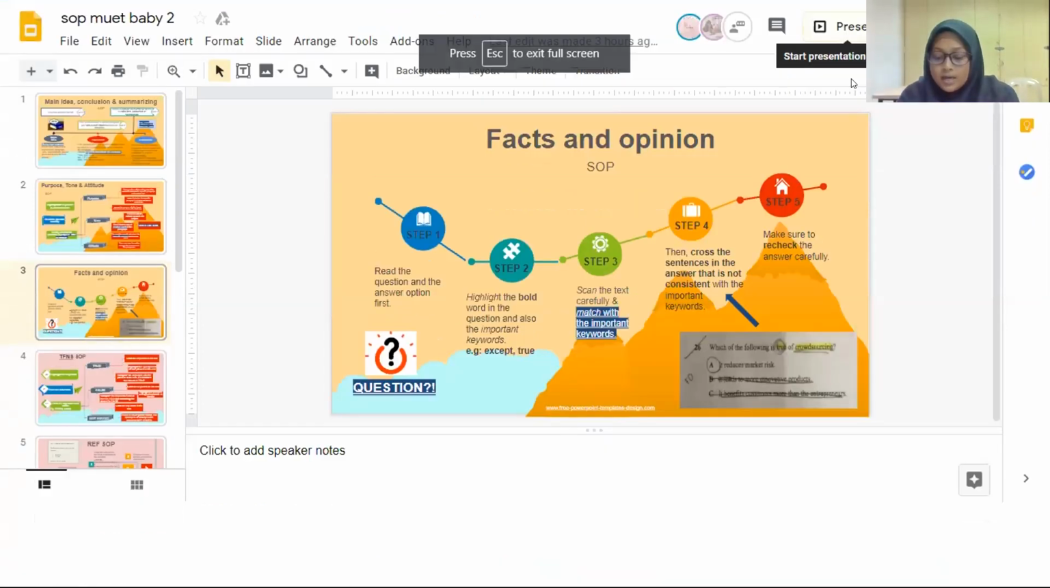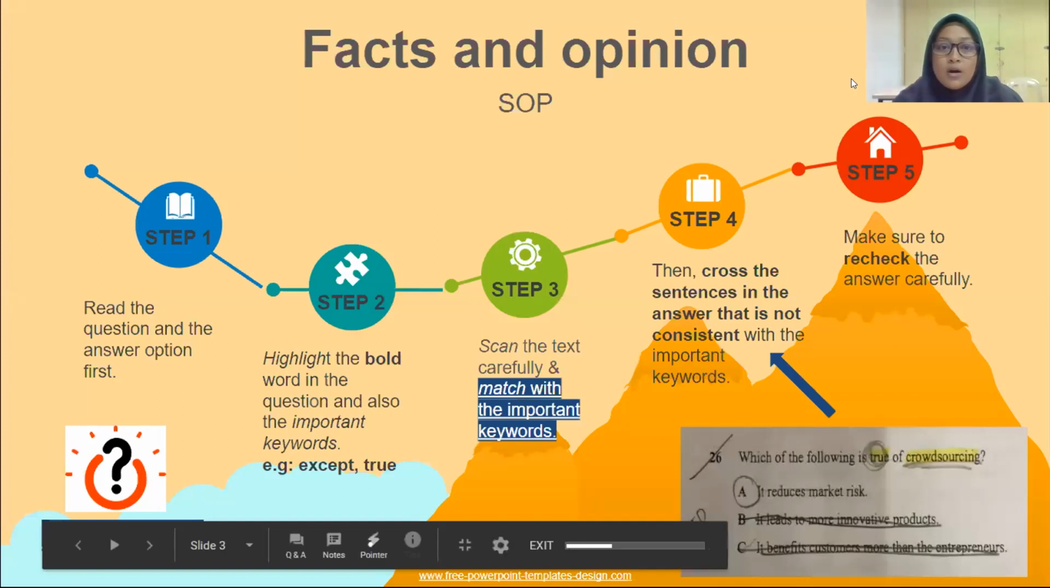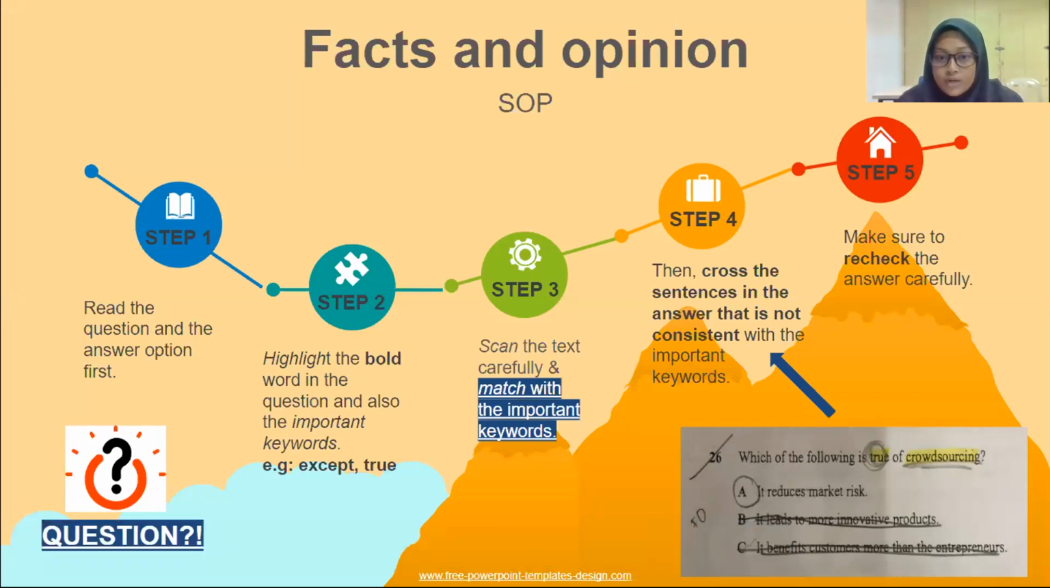So the first thing, I will explain how to identify the type of question. When you go through all the questions, there must be 2 or 3 FO questions, in which the question has a bold word, which is "accept" or "true".